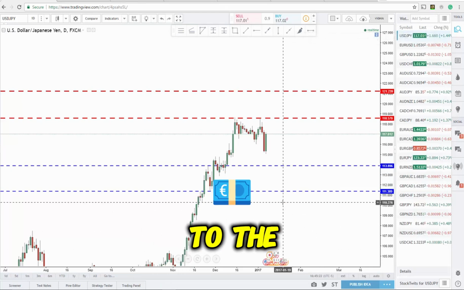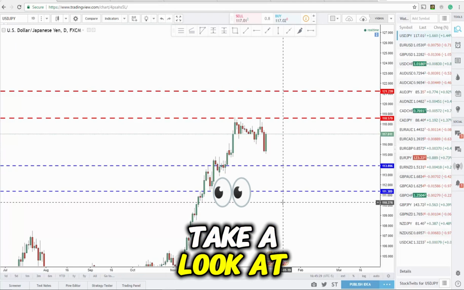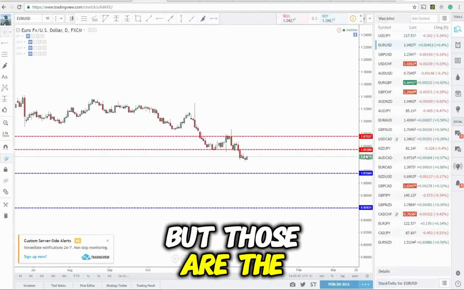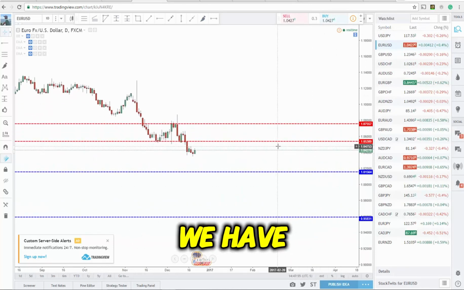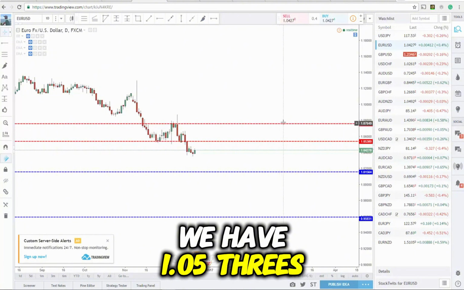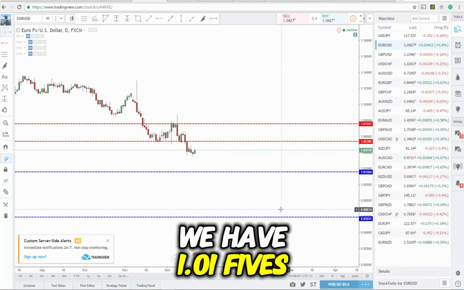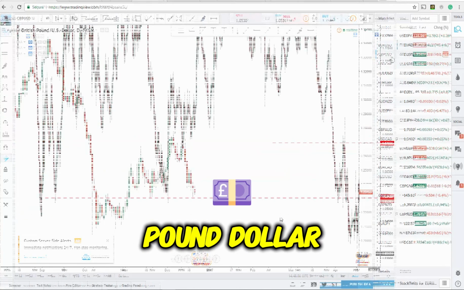Now let's head down to the euro dollar. And just as with the other pairs, we'll take a look at structure-based trading episode 1 on the euro dollar. But those are the levels that I'll be looking at for trading opportunities. So for resistance, we have 1.053s and 1.075s. For support, we have 1.015s and 0.959s. Moving on to the pound dollar now.